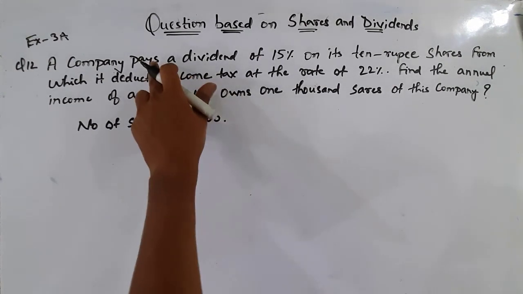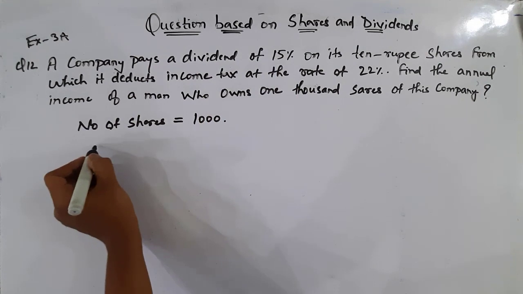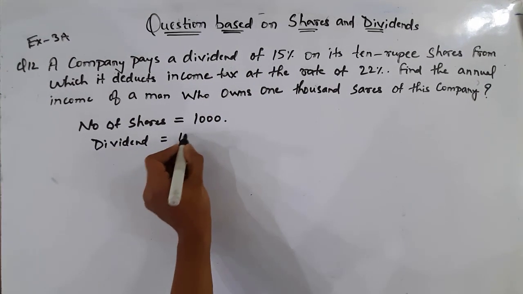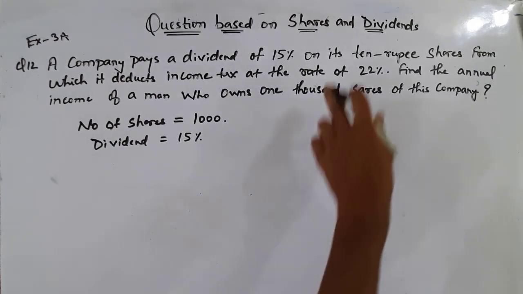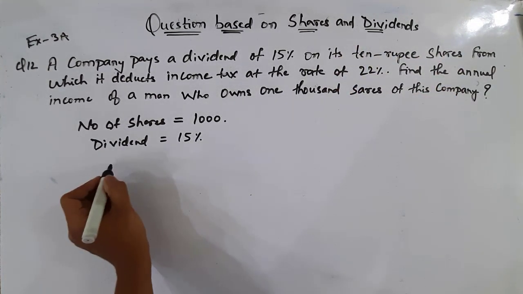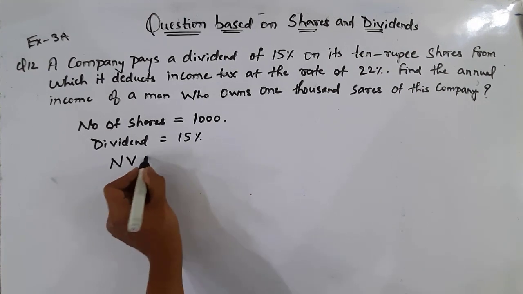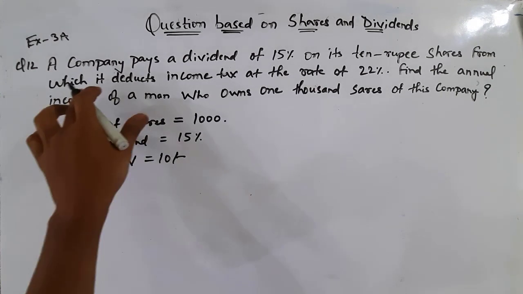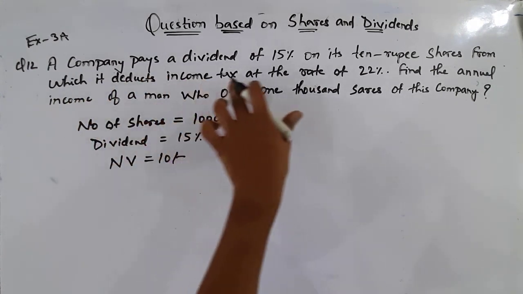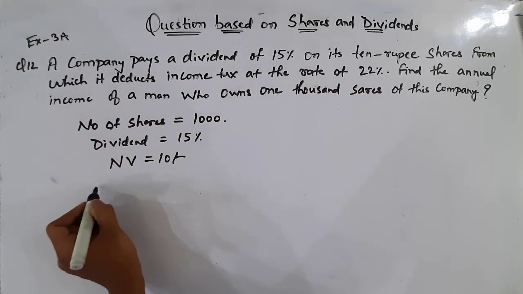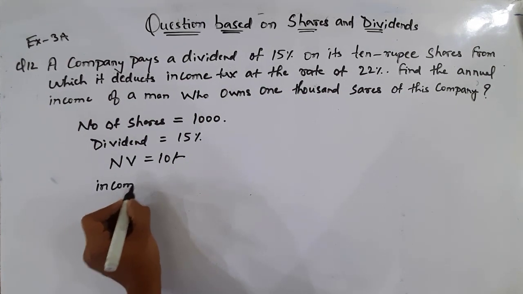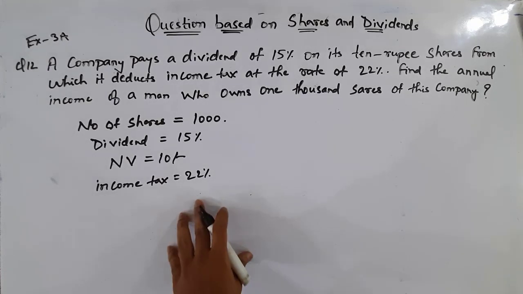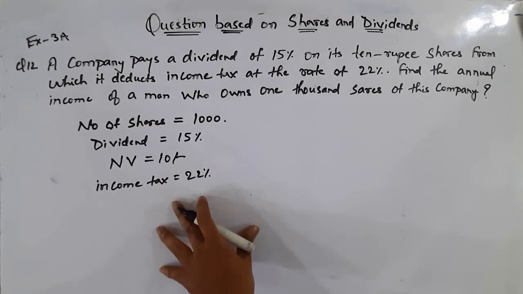Now the company pays a dividend of 15%. So what is the dividend percent paid? It is 15%. Now on its 10 rupees shares, so here 10 rupees is the nominal value. The company deducts income tax at the rate of 22%. So the income tax deducted is 22%. So first we have to find the annual income of the person.